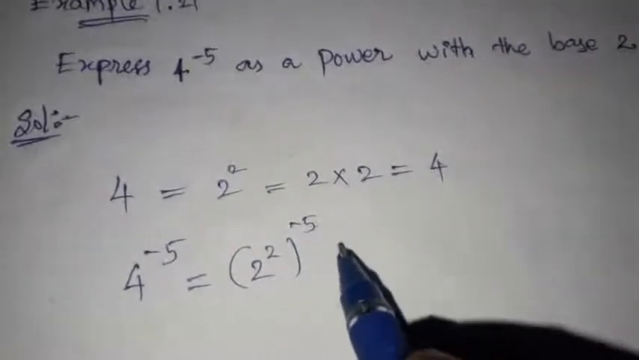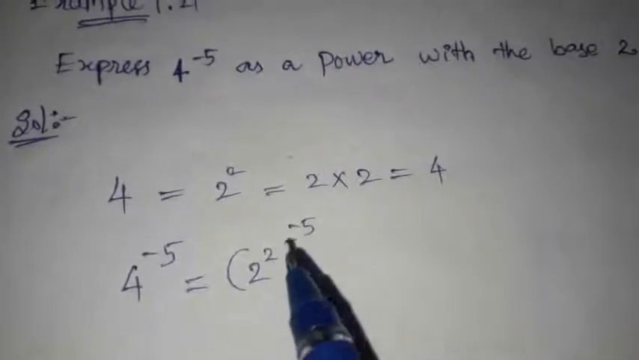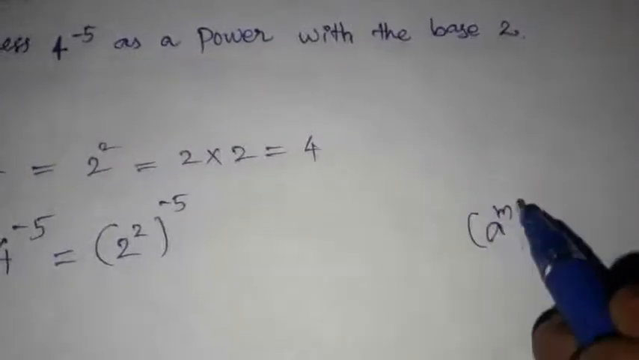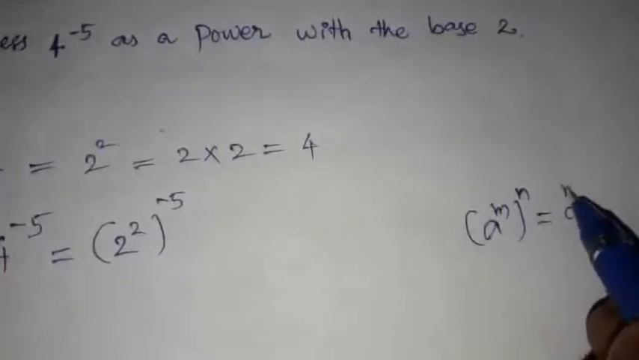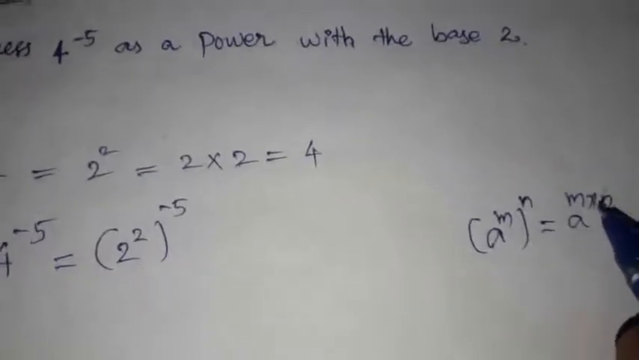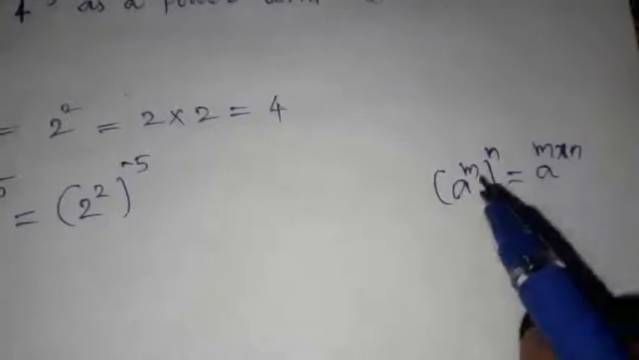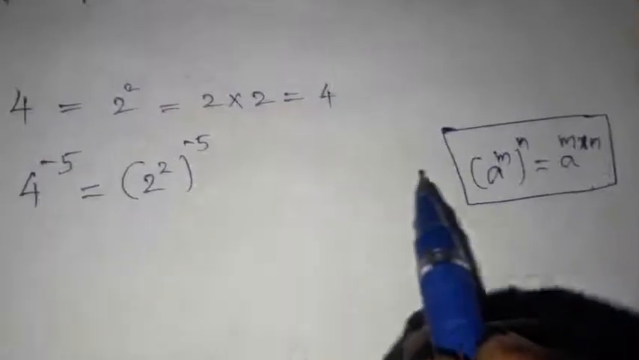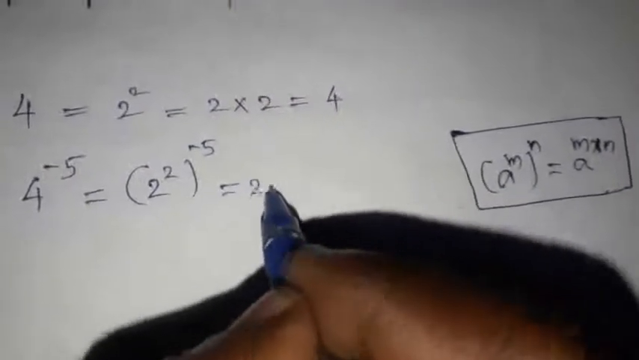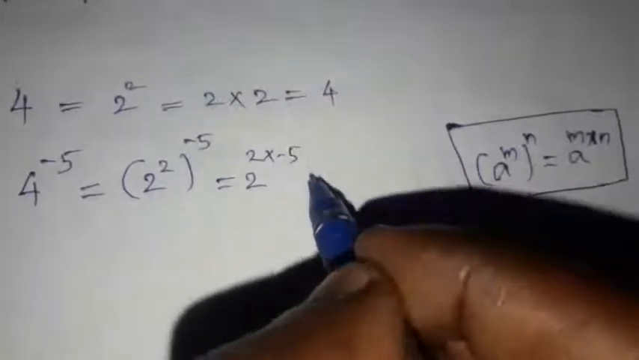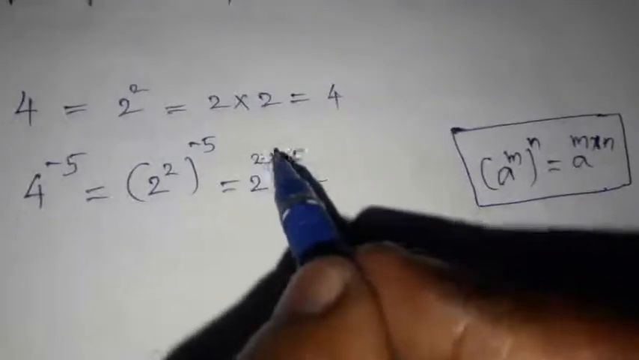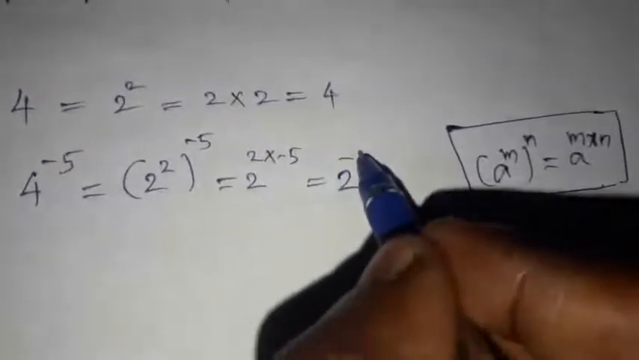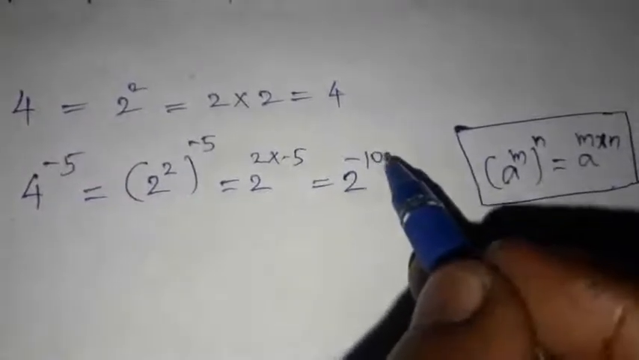That means in power. In this case, you have to use a law here. A power m the whole power n equals a power m into n. You have to use the appropriate law in each question because it gets 1 mark, so don't waste it. By using this law, it can be written as 2 power 2 into minus 5. Then we have to multiply 2 into 5. Plus into minus equals minus. 2 5s are 10. So the answer is 2 power minus 10.